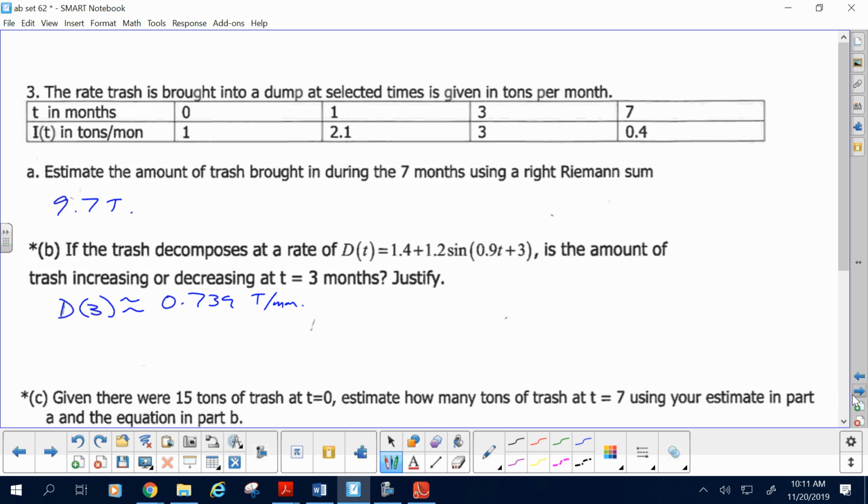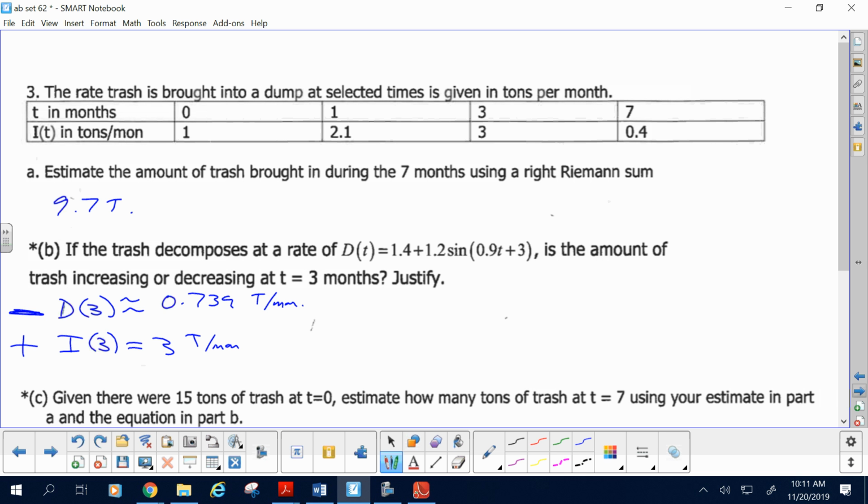Okay, great. Do I then say, well, that's positive, so it's increasing? No. What else goes into how fast the trash changes? Yeah, you also have to consider I(3). I(3), according to the table, is 3 tons per month. Now, does the decomposing subtract trash or add trash? This subtracts trash. And does the in rate add trash or subtract? Adds trash, all right? So one is removing trash, one is adding trash.